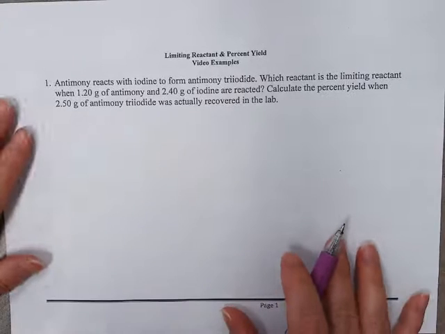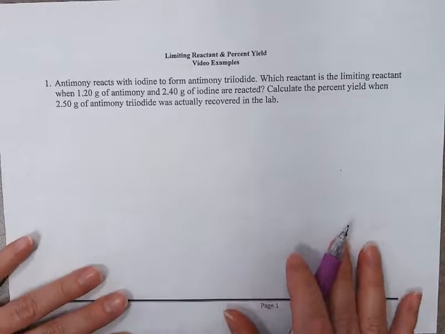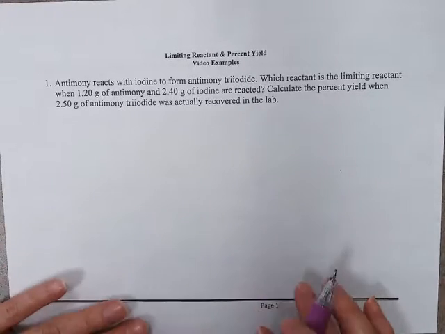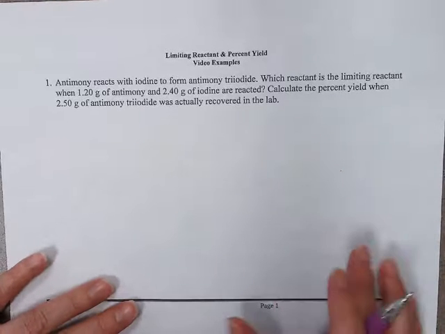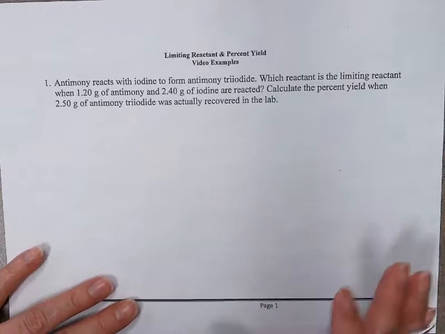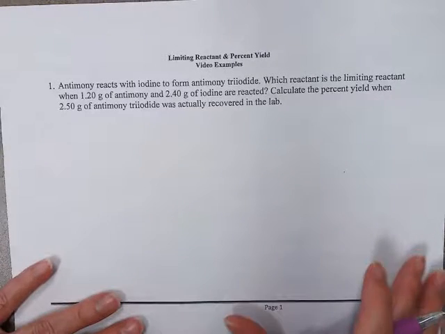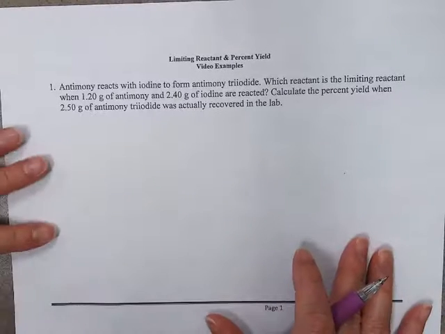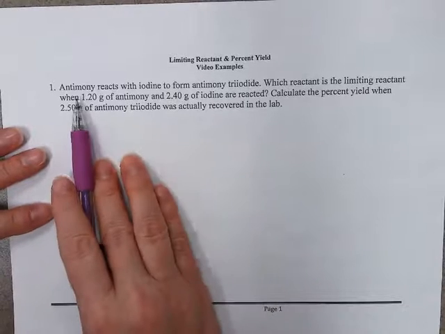Hello. I would like to show you how to do limiting reactant and percent yield so that you can get a better understanding from what I've posted so far with the introduction of the CK12 lessons and the simulation and some of the narrated notes that I've provided. So first of all, we're going to have to start off with a balanced equation.